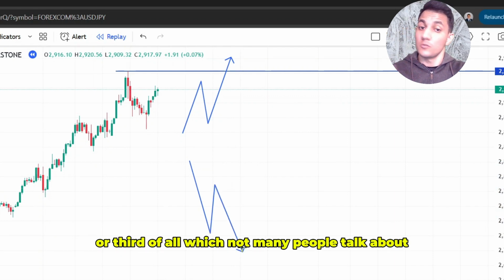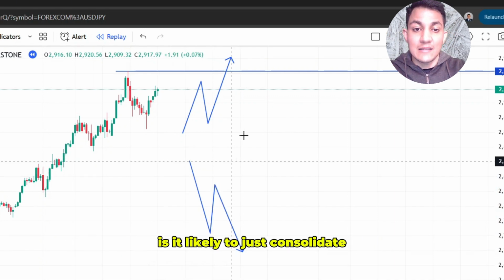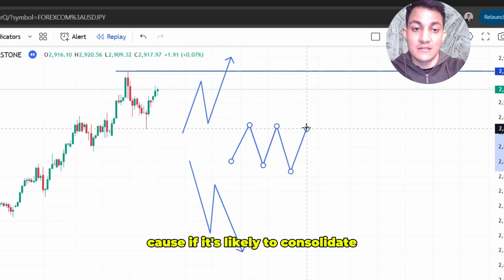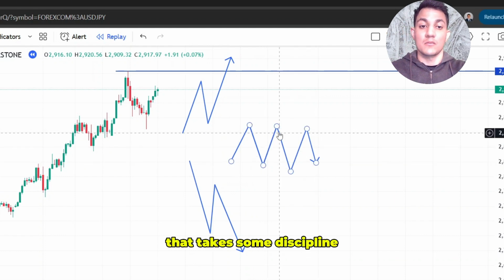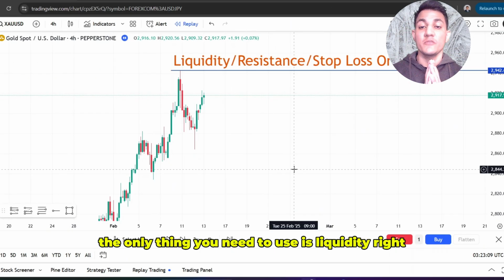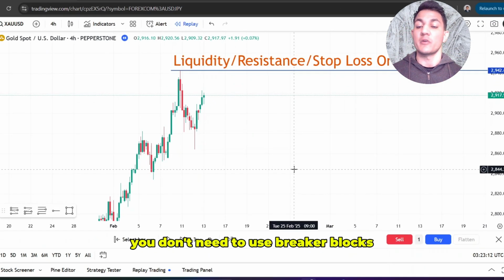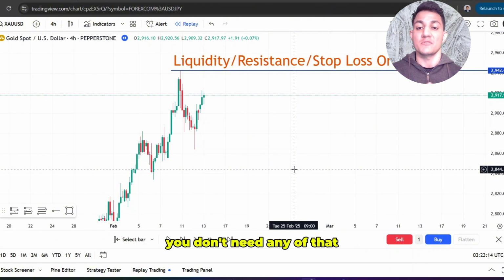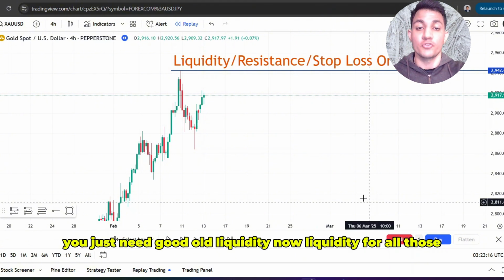Or third of all, which not many people talk about, is it likely to just consolidate? Because if it's likely to consolidate, don't trade. That takes some discipline not to trade. But for the direction of the market, the only thing you need to use is liquidity. You don't need to use breaker blocks, order blocks, fair value gaps. You don't need any of that. You don't need volume profile. You just need good old liquidity.